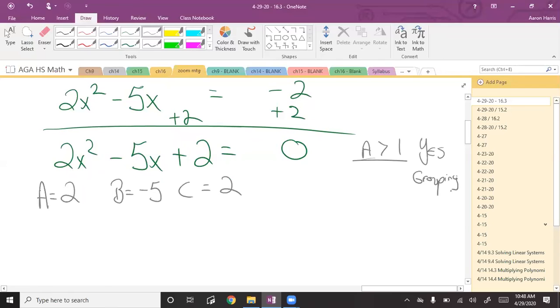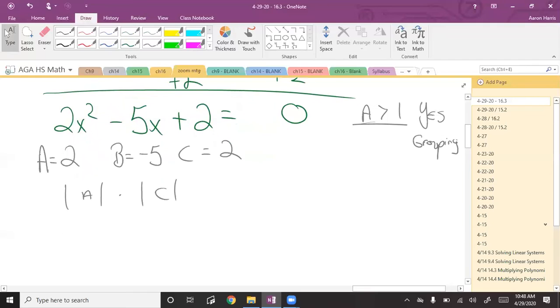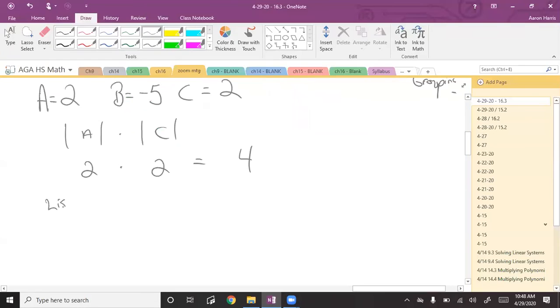Okay. So here we go. Always do the same thing. A times C, absolute value. What is A? 2. What's C? 2. What's my answer? 4. Good. Now I do my list. Start with what number? 1. 1 times what gets me to 4? 4. 2 times what? 2. I'm done, correct? Good.